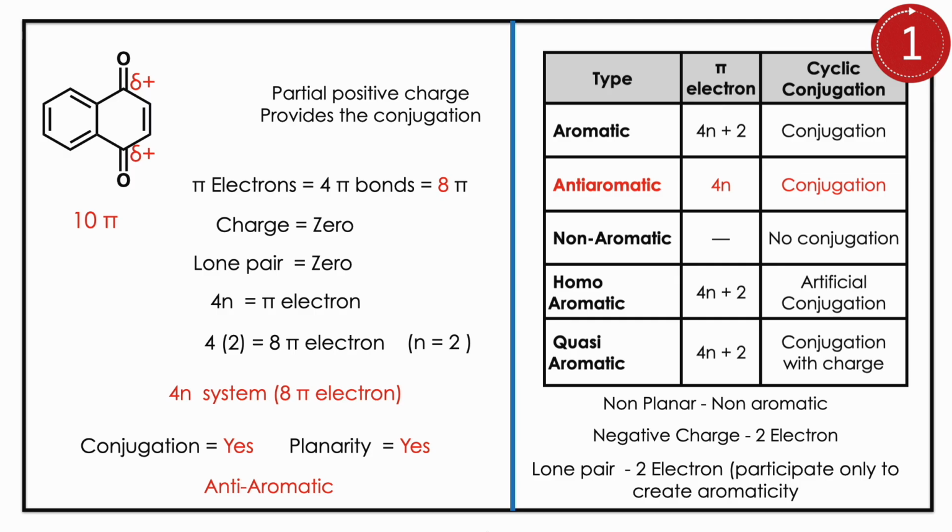Charge is 0. Lone pair is 0. So it is a 4n pi system with 8 pi electrons where n equals 2. The system is definitely conjugated because the partial positive charge can support it, and the system is planar because of all sp2 carbons. So 4n system, conjugated. Planar means the given compound is anti-aromatic.